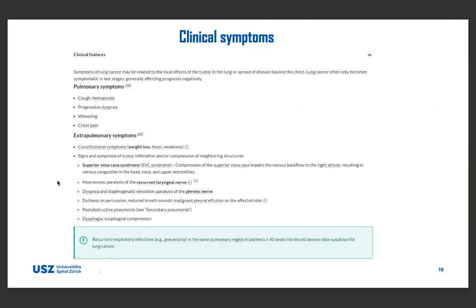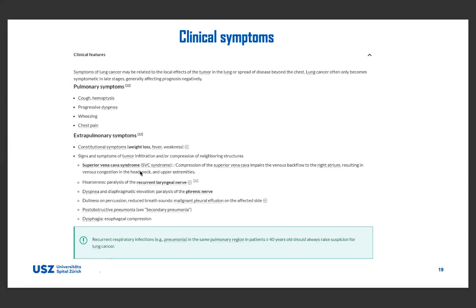The clinical symptoms, what are they? So patients, it can be cough, it can be hemoptysis, it can be dyspnea, wheezing, chest pain. These are mainly symptoms associated with the respiratory system. And if you look at the extrapulmonary system, we can have weight loss. It's pretty common in more or less all kinds of cancers. We have fever, weakness in general.